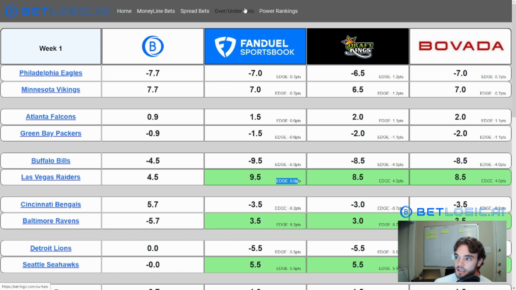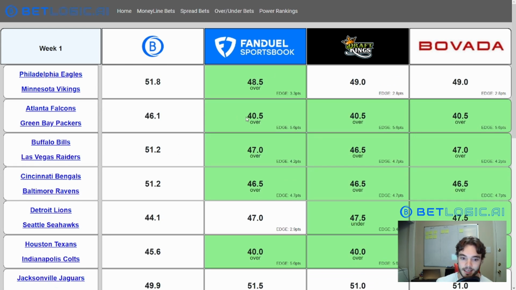All right, hopping over to the over-under page here. As you can see, very similar layout once again, and we're looking at a lot of green overs here. Now, compared to our more refined spread and money line models, which were both highly profitable through last year as well as the first week of the NFL season, the over-under is a very new addition, and it's not nearly as refined yet. So take some of these predictions with a grain of salt.